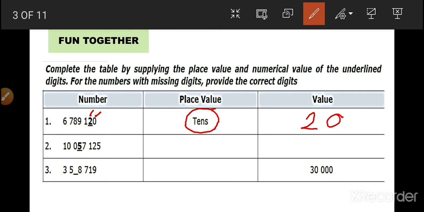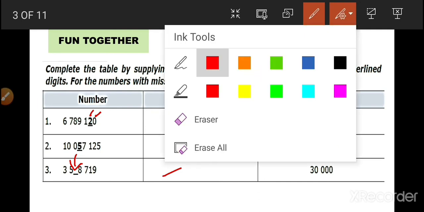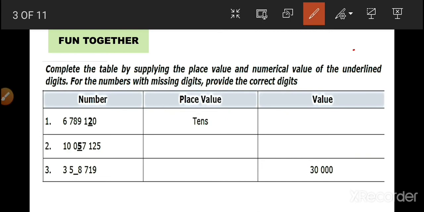Okay, I want you to fill in the place value for number 2 and the value. And for the third number, I want you to fill in the space here with the correct number and answer the place value. Pause this video and you may write your answers inside the module. Alright, if you are done answering, then we proceed with the next.